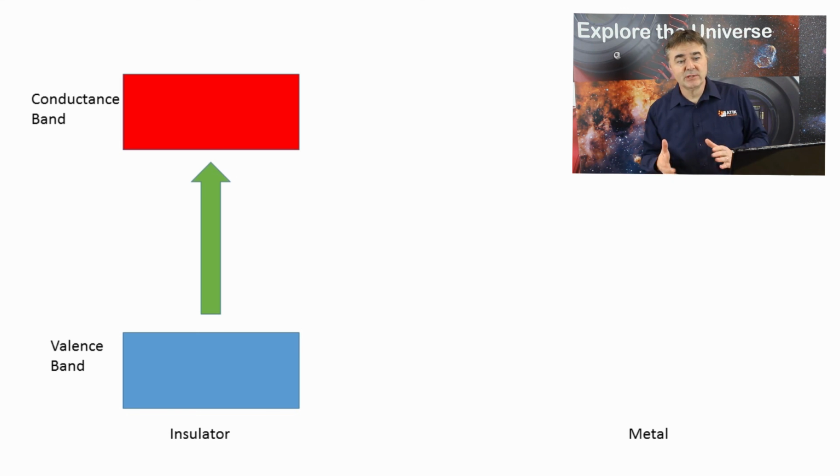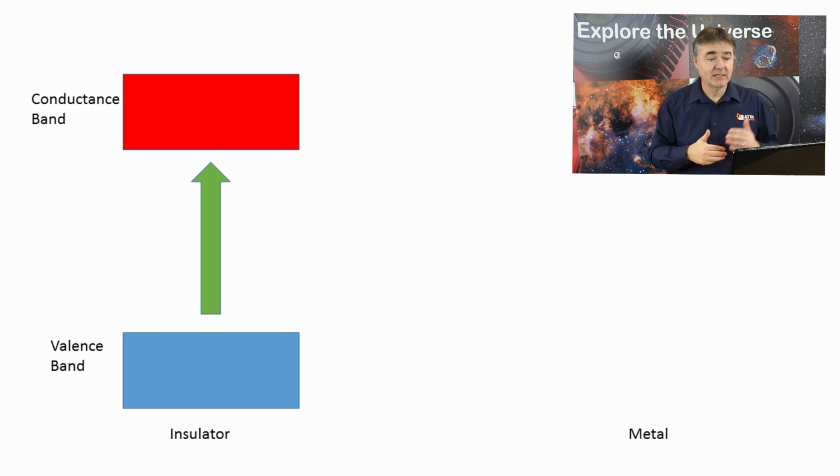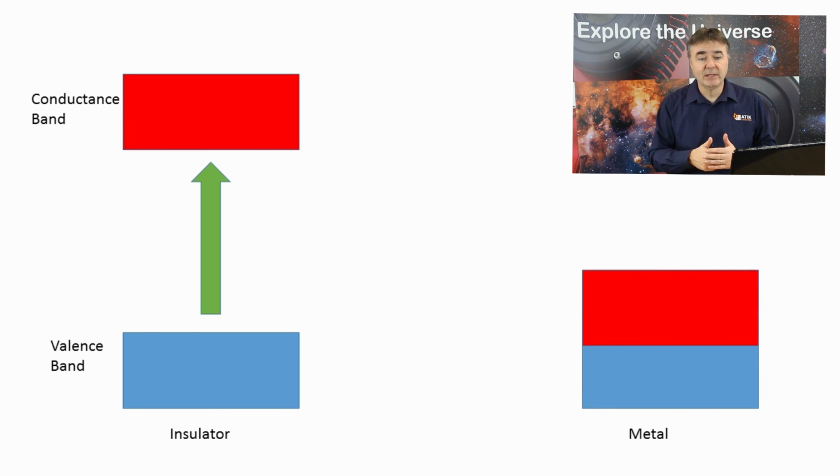Metals, we have the converse situation where the valence band and conductance band energies actually overlap. So we have this sea of delocalized electrons within the metal. And that helps it to conduct electricity, and it can do that without actually adding any energy into the metal itself.